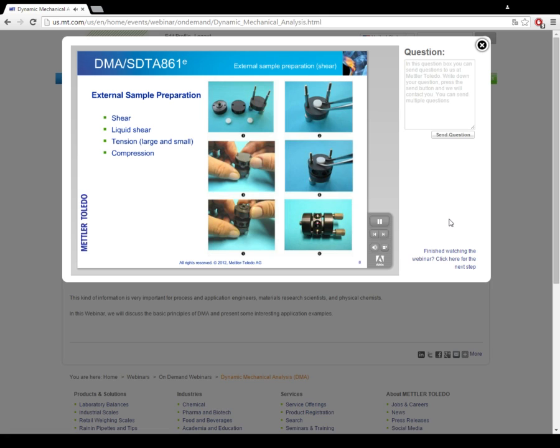Sample preparation and sample clamping or loading is crucial for achieving high-quality measurements. Mettler-Toledo has paid a great deal of attention to this aspect and has developed the technique of external sample preparation for the different modes of measurement. The slide illustrates how a sample is loaded into the shear sample holder. Image 1 shows its individual parts. It consists of 3 discs and 2 guide pins that initially hold the discs together. The method requires 2 sample specimens of equal size.